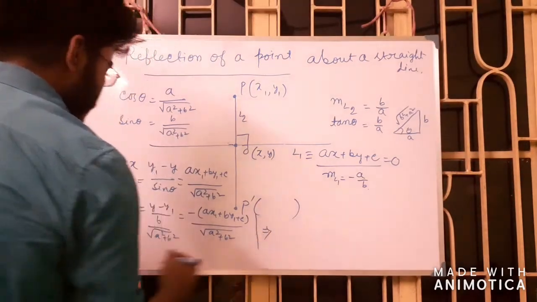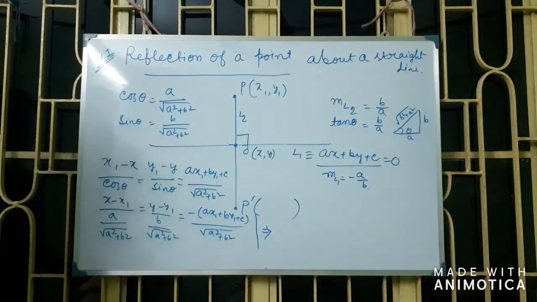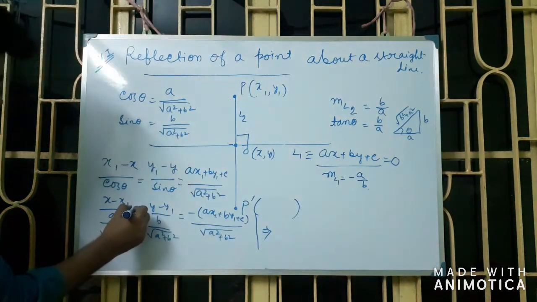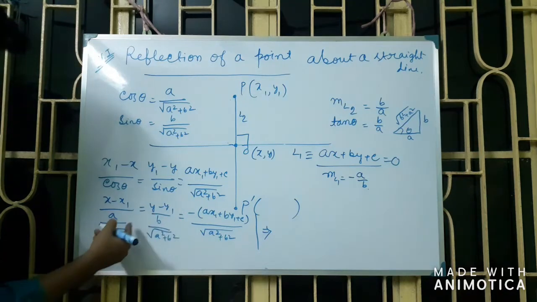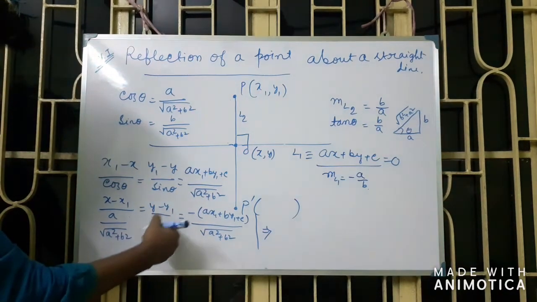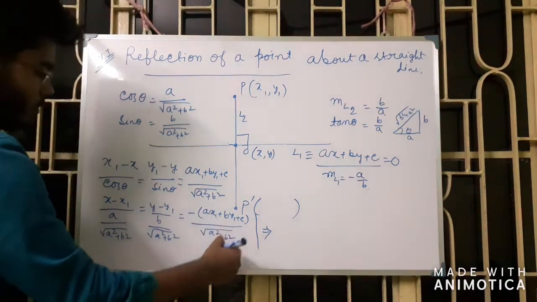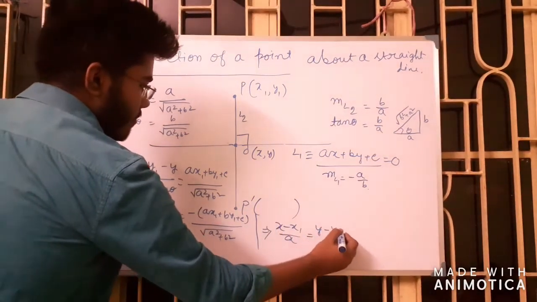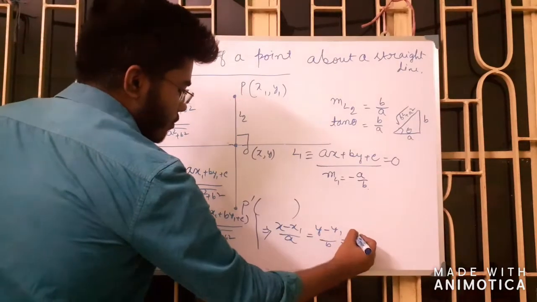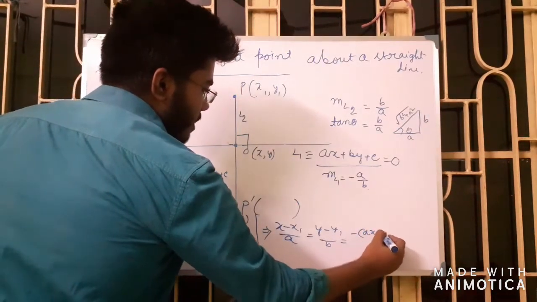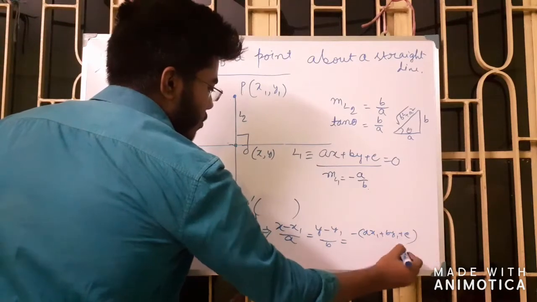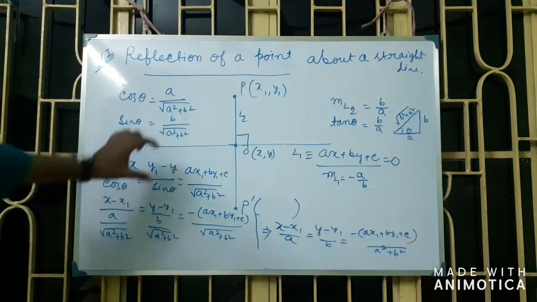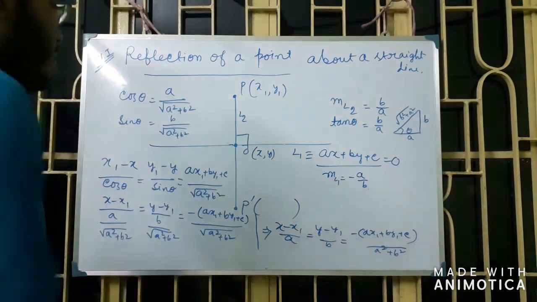Okay, we are multiplying both of these with 1 by root over a square plus b square. So this will be cancelled out, and it will be squared. So (x minus x1) by a equals (y minus y1) by b equals minus of (ax1 + by1 + c) upon a square plus b square. This is this distance only.